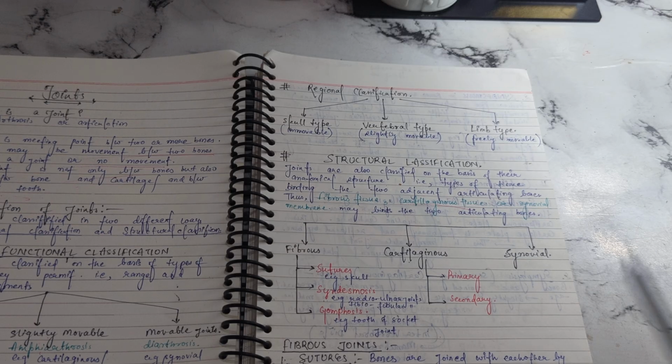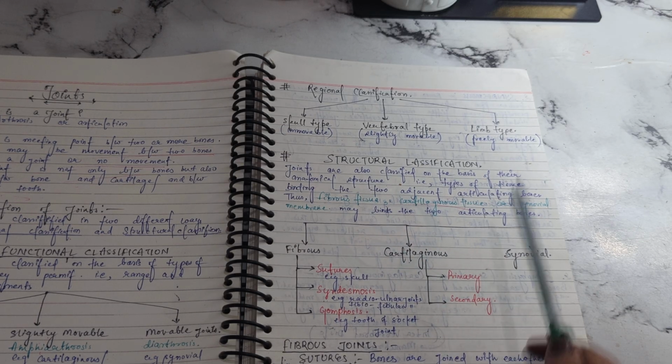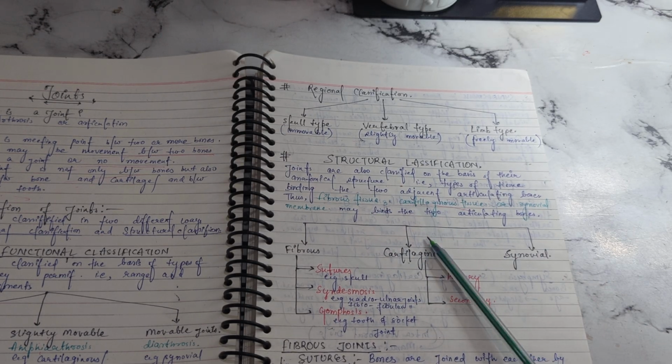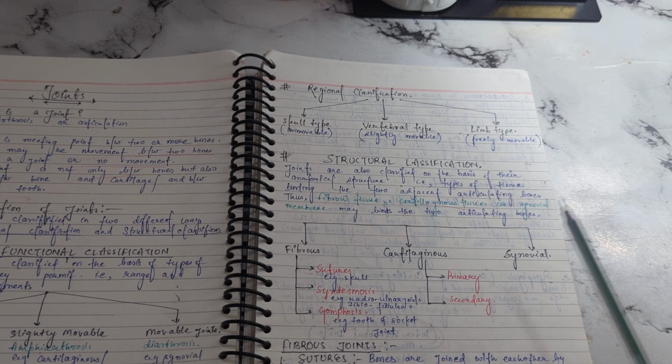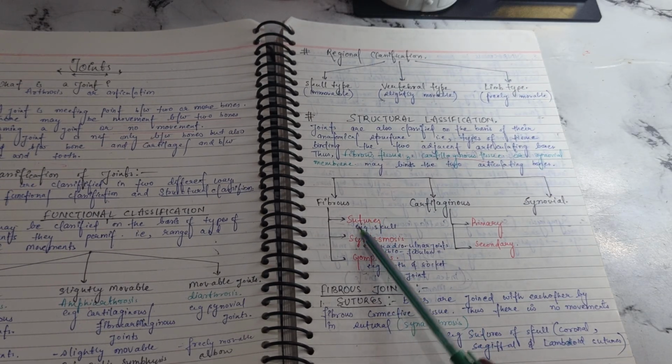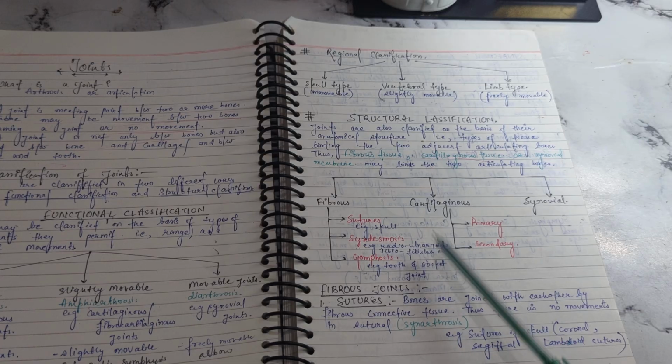The next classification is structural classification. Inside the structural classification we cover the anatomical structure. According to anatomical structure, the joints are fibrous joints, cartilaginous joints, and synovial joints. The fibrous joints are classified into three groups: sutures, syndesmosis, and gomphosis. Cartilaginous joints are classified into primary and secondary.